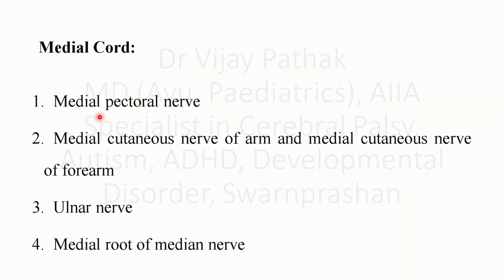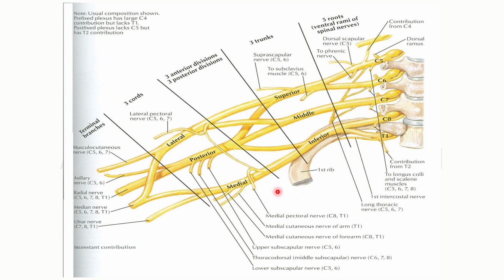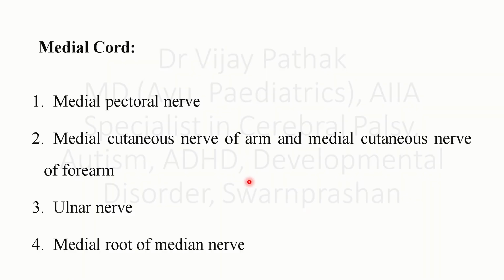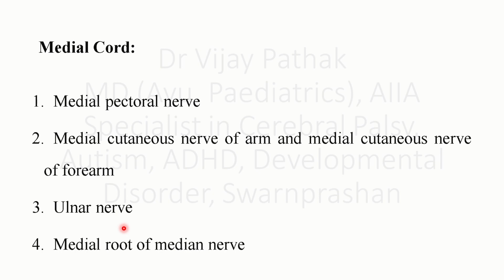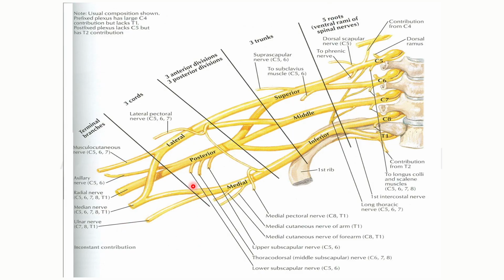So this is the medial pectoral nerve, a branch of the medial cord, the medial cutaneous nerve of arm and the medial cutaneous nerve of forearm, and the ulnar nerve, and the medial root of the median nerve. So these are the branches of the medial cord.